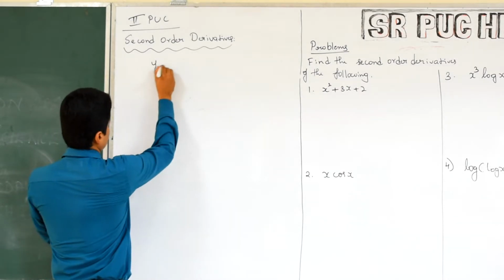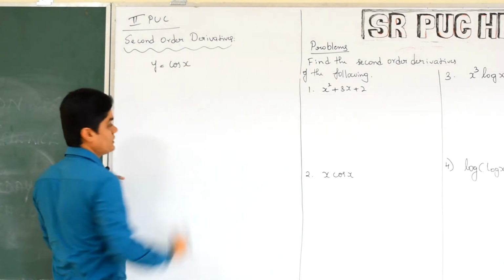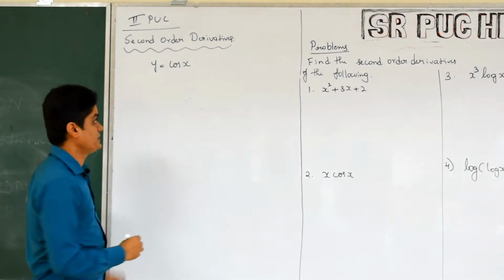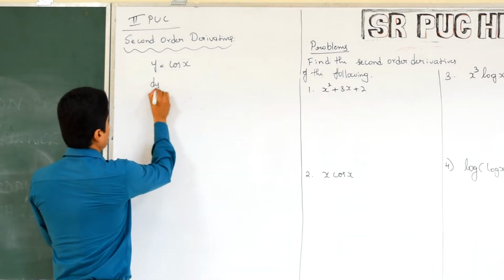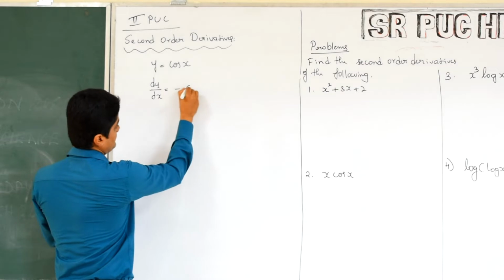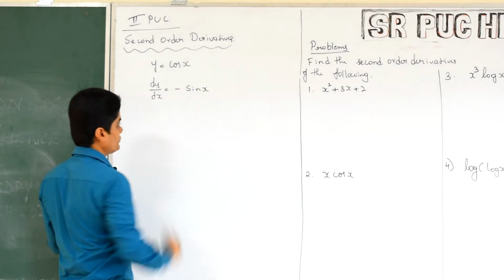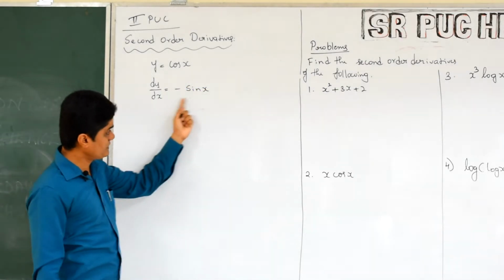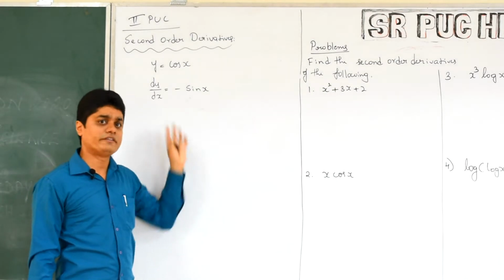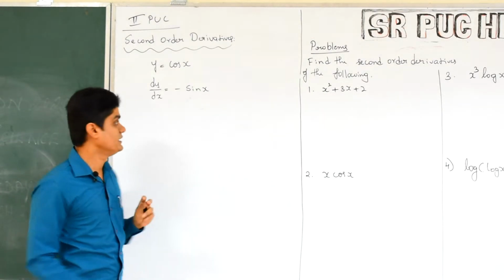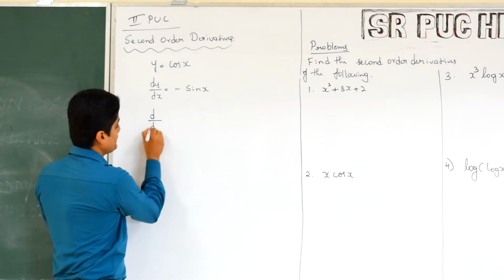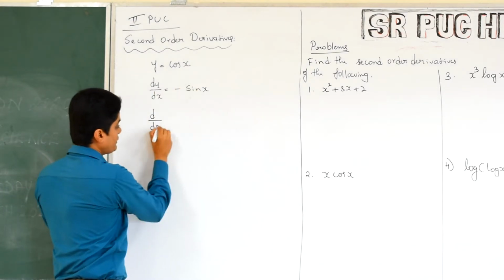Suppose the function is y equals cos x. What is the derivative of y with respect to x? Minus sin x. This you know, right? Is this function again differentiable, or can you differentiate this again? Yeah, we can differentiate this again. We are going to differentiate this whole thing with respect to x.